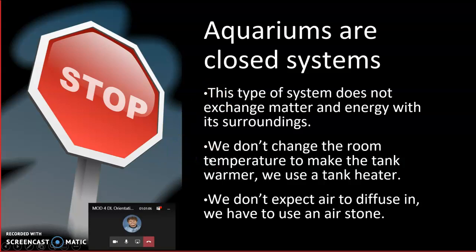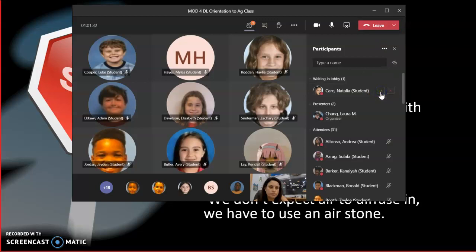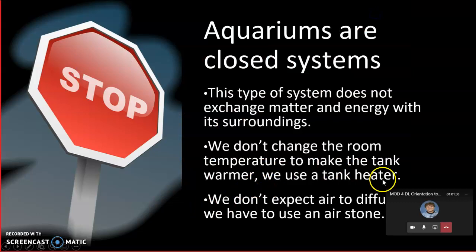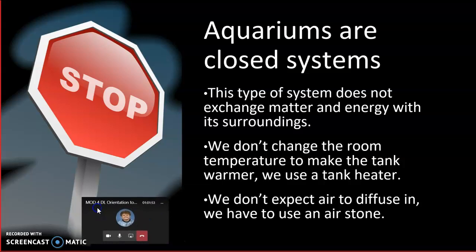Aquariums are closed systems. This type of system does not exchange matter and energy with its surroundings. Your second blank is matter, which is found in the first bullet on this screen. We don't change the room temperature to make the tank warmer. We use a tank heater. Instead, we want to control the aquarium. We don't want to control the area around the aquarium. We don't expect air to diffuse into the tank. We have to use something to add air into the tank, like an air stone or a special filter that adds air as the water goes through the filter.